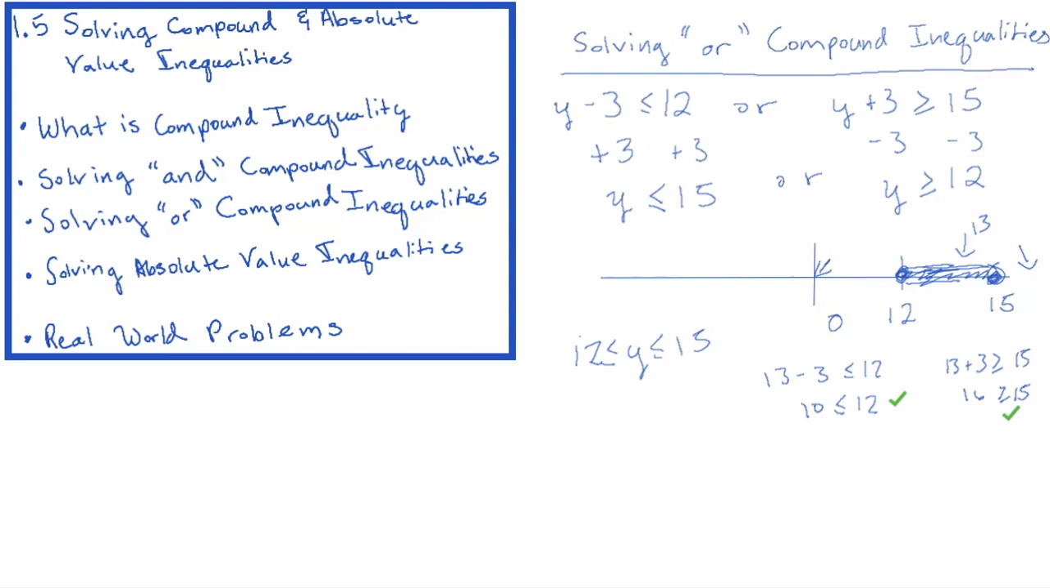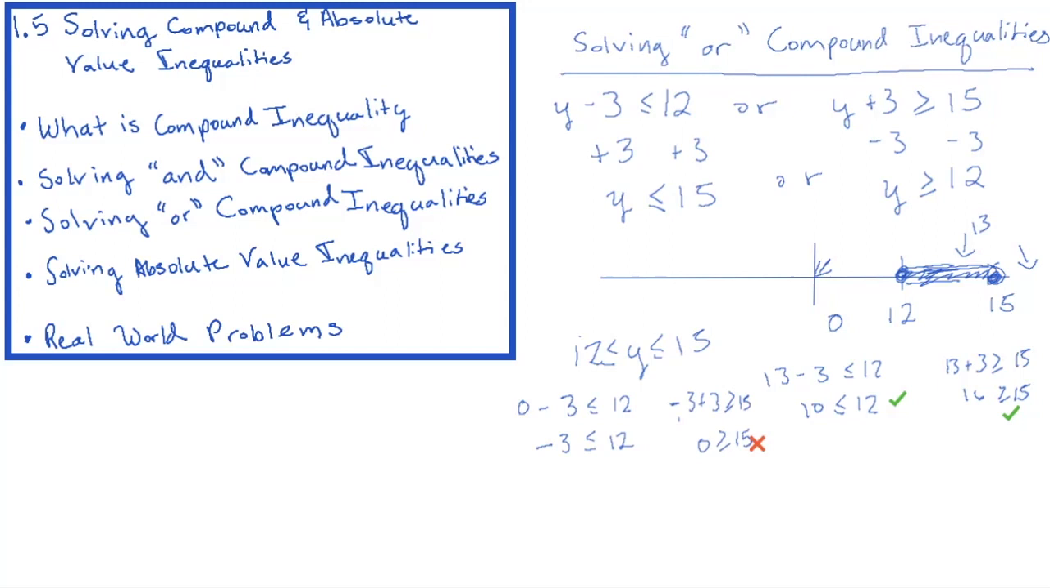What if we were outside of this? Well, if I had 0, then I have 0 minus 3 is less than or equal to 12. This checks out because -3 is less than or equal to 12. That works. But what if I have 0 plus 3 greater than or equal to 15? Well, this actually becomes 3, and this is incorrect. Therefore, 0 does not work for both. So we can conclude that this indeed is actually what we want.